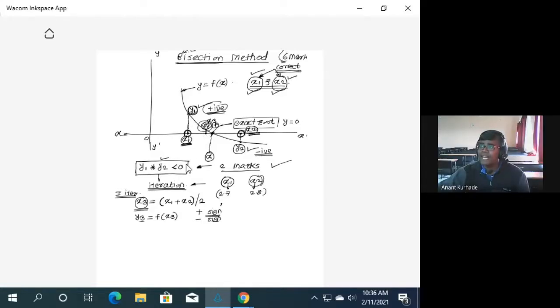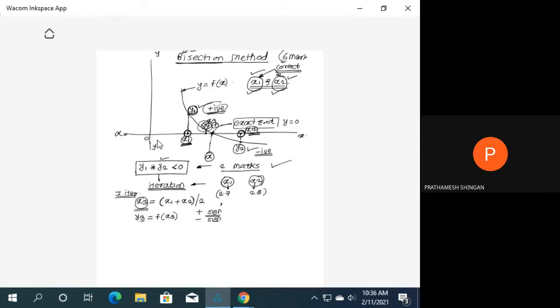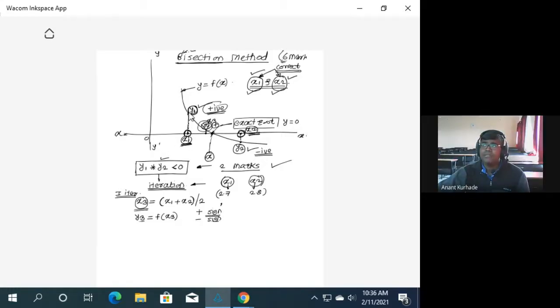See, at each and every iteration, you have to check its conversion condition. So see here, x1. Do you see this arrow? Now see, x1, find y1, y1 is negative. x2 is given, find y2, y2 is negative. So y1 into y2 is negative, so we can say the root lies between x1 and x2.